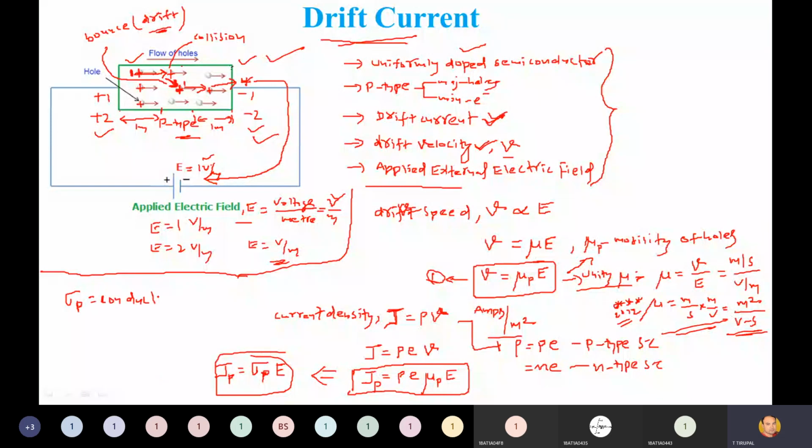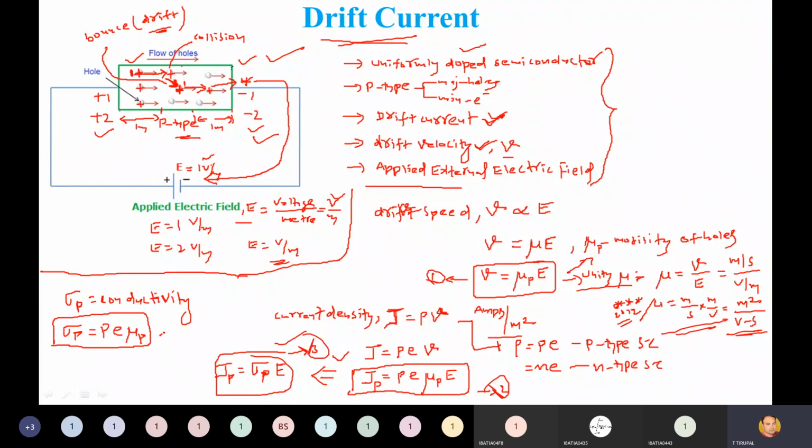And how do you write sigma P? If you compare this equation with this equation, what do you get? Sigma P is equal to PE mu P. So this is another formula: conductivity is given by PE mu P. This is the second equation, this one is the third equation, and this one is the fourth equation.